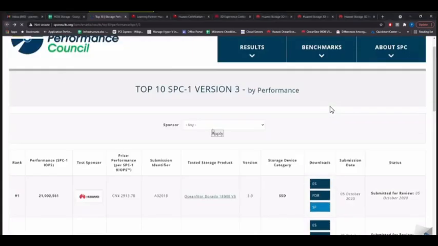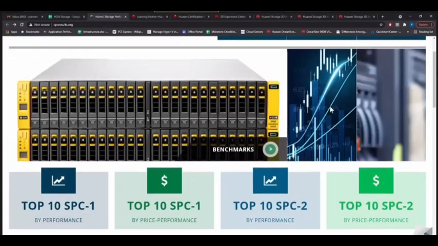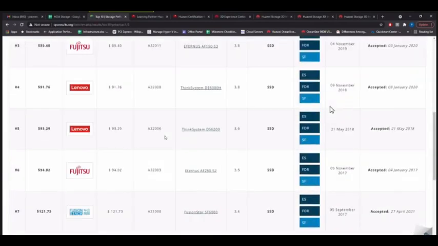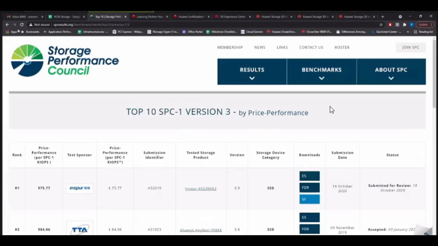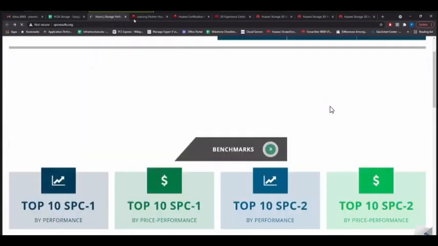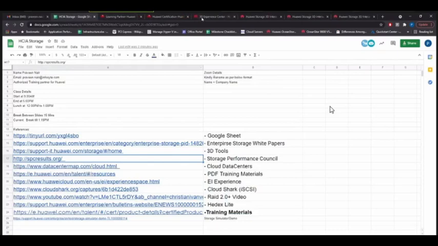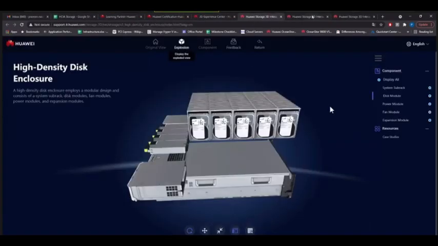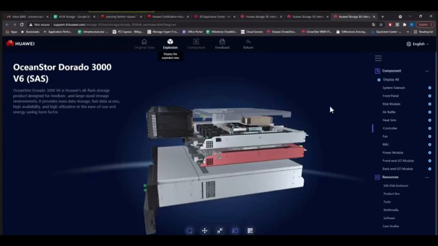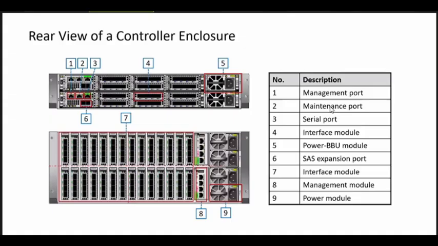But if you check by price, you will not see Huawei in the top 10. Huawei is generally a bit expensive. No issues. So yeah, Huawei is not cheap, but very powerful.